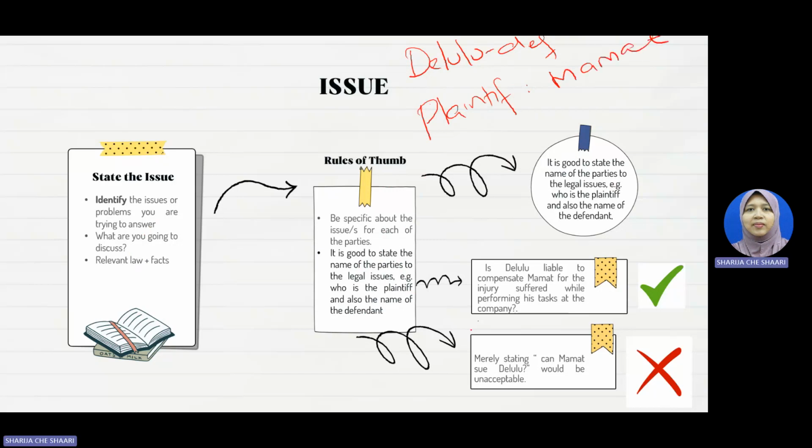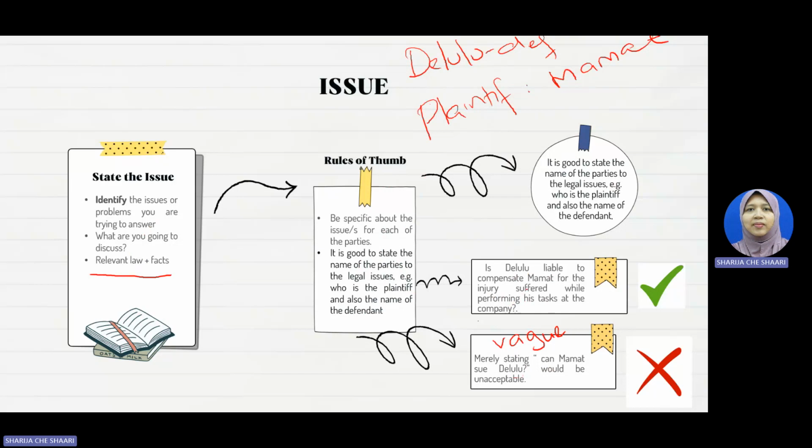So here, can you just merely state, can Mamat sue the Lulu? This is not 100% wrong, but it is not convincing enough. Why? Because it's very vague. Remember, you have to include relevant law and facts. So I suggest that the issue should be written in such a way: is the Lulu liable to compensate Mamat for the injury suffered while performing his task?